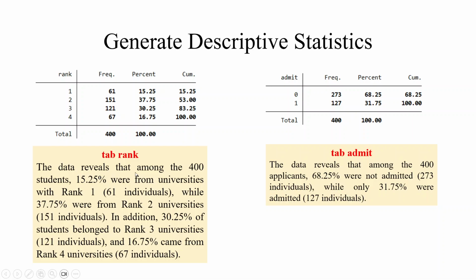The data reveals that among the 400 students, 15.25% were from the universities with rank 1, while 37.75% were from rank 2. In addition, 30.25% of students belong to rank 3 and 16.75% came from rank 4 universities. If we talk about this table, the data reveals that among the 400 applicants, 68.25% were not admitted, while only 31.75% were admitted.